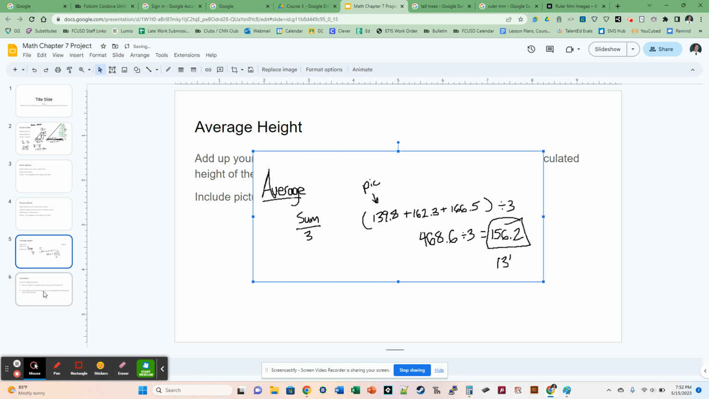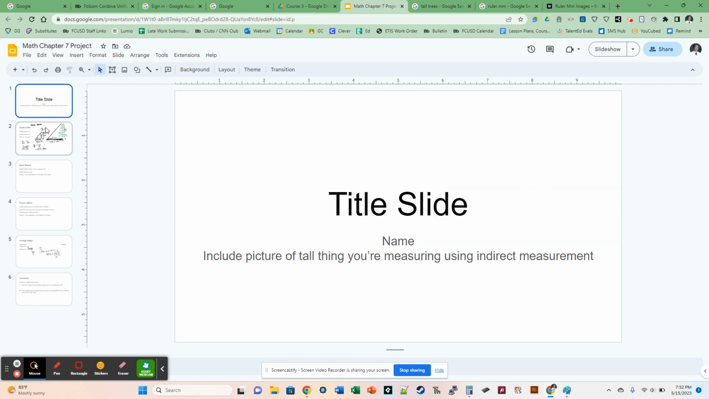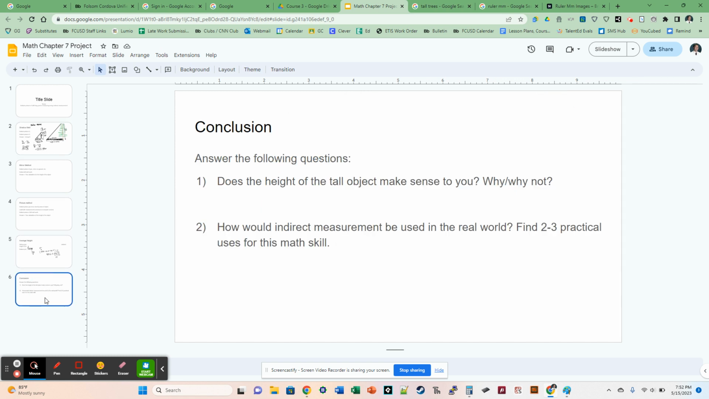Last, before you conclude, you're going to answer these two questions. Does the height make sense to you? Why or why not? And last, how would you use indirect measurement in the real world? Find 2 or 3 actual uses that this math skill could be used to apply and actually help with heights of really tall objects or distances. Think about it. All right, when you're done, you're going to present and you're just going to show us the overview. You don't need to explain all the math involved in the multiplication and division, but you should explain your answer and explain whether or not it makes sense and go over your conclusion slide.